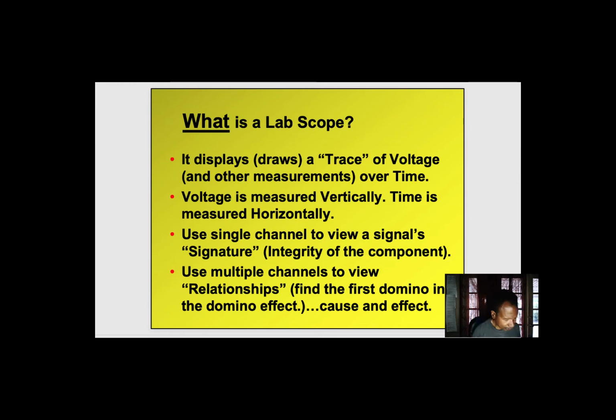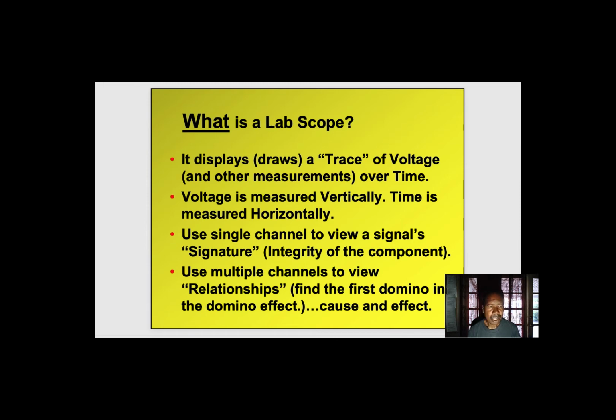It says here, what is a lab scope? It displays trace voltage over a period of time. Now remember that, they're going to ask you about that. A lab scope just shows you voltage over a period of time. Unlike a voltmeter that gives you an average voltage, a lab scope traces out the voltage. We're going to go over this also. Voltage is measured vertically, time is measured horizontally.